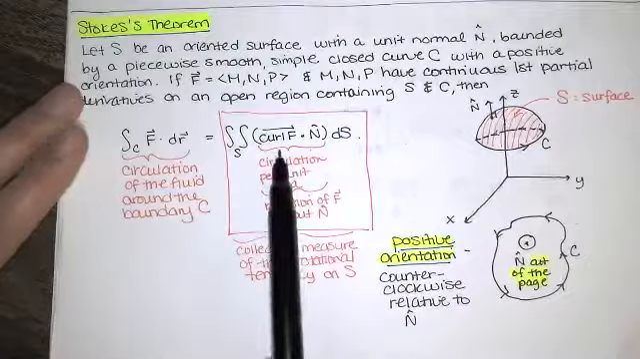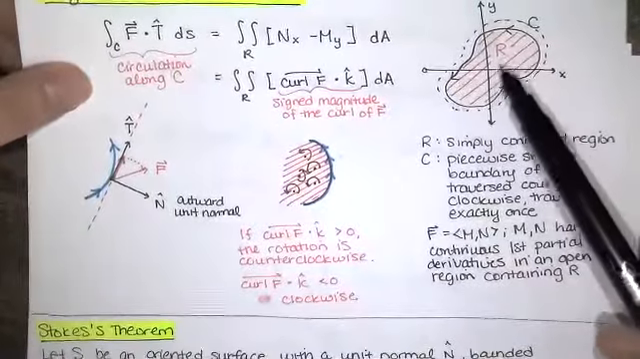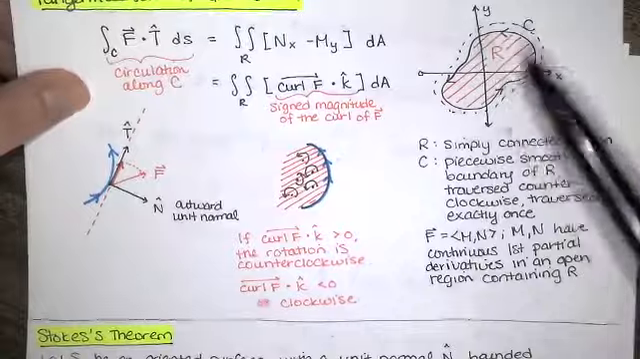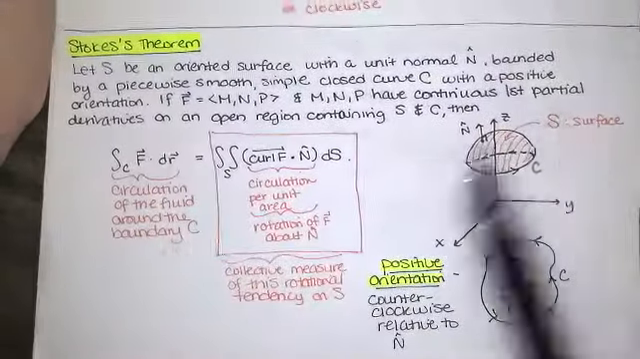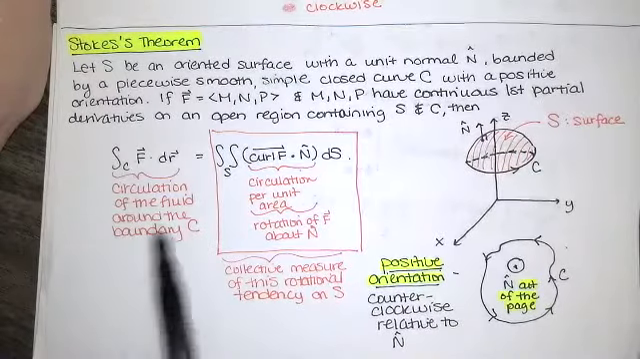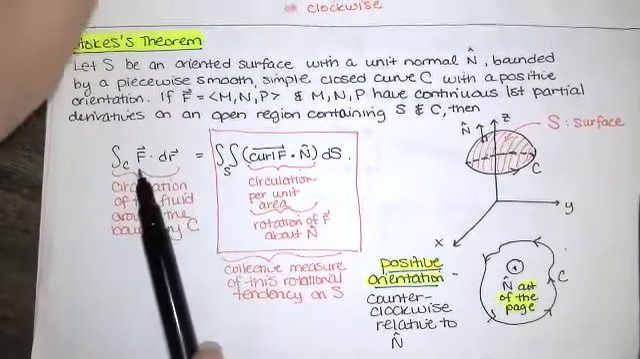Now you can see the similarity between this and this. It's as if we took this region R, which we were formerly forcing to be in the XY plane, and we let it have a third dimension. So we've got this surface S here. What this is saying is the circulation of the fluid around the boundary C, and that's just how we interpret it if F is the velocity of some fluid.